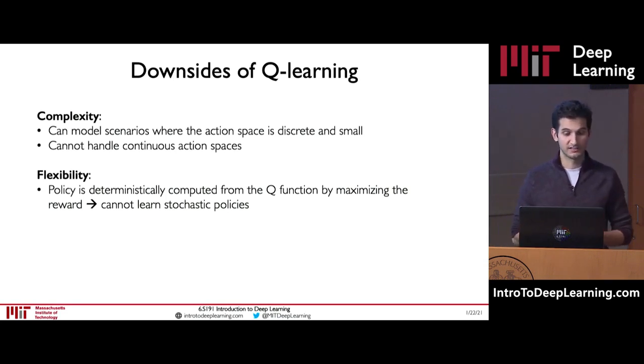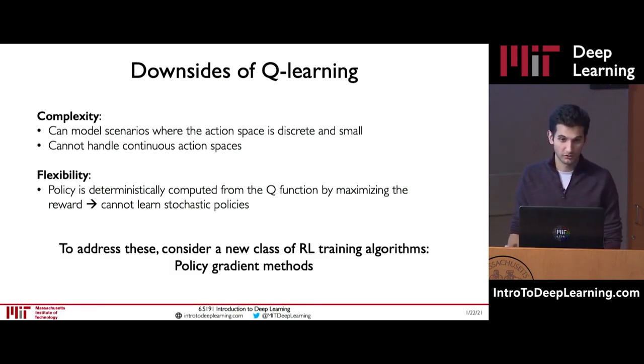The other side is the flexibility, right? So our policies are now determined deterministically by our Q function, right? We have some Q function that our network outputs, and we simply pick the action that has the maximum Q value, right? So that's a deterministic operation. It cannot learn, for example, stochastic processes where our environment is kind of stochastic, right, and may change different outcomes in the future.